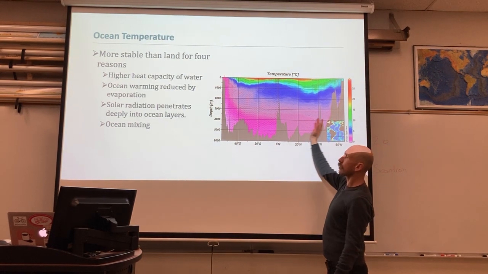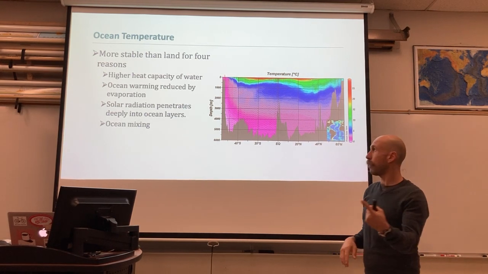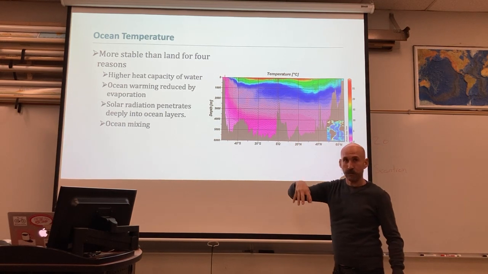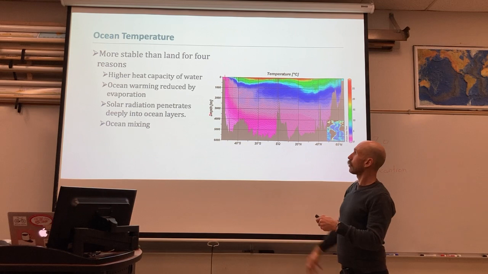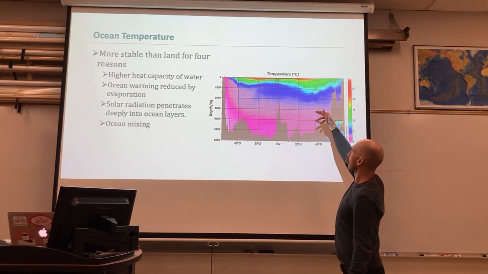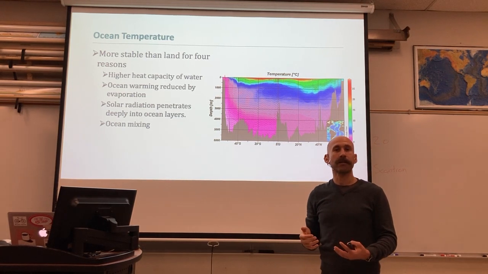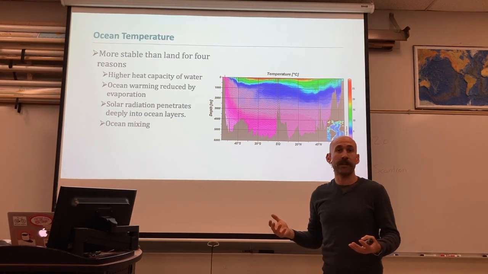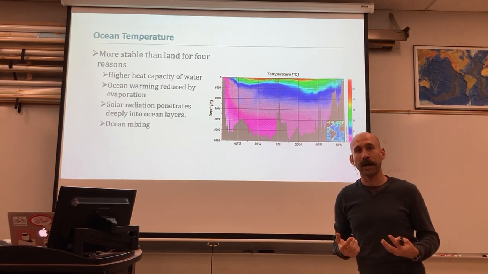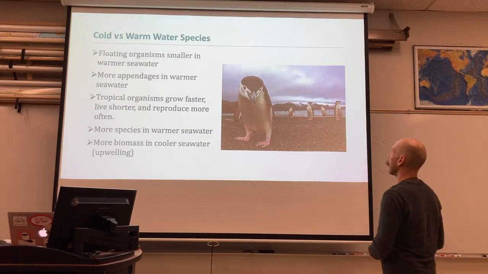Ocean temperatures are more stable than land for 4 specific reasons. The higher heat capacity, as we've described. There's evaporation, which removes heat. There's solar radiation penetrating only so far into the ocean layers, and then there's mixing. Ocean mixing is tremendously important for moving heat around the globe. I mean, that's one thing that oceans do. They distribute heat. They help to regulate global climate by the movement of ocean surface and deep water currents.